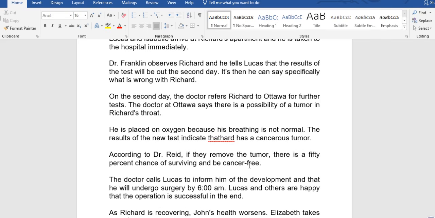On the second day, the doctor refers Richard to Ottawa for further tests. The doctor at Ottawa says there is a possibility of a tumor in Richard's throat. He is placed on oxygen because his breathing is not normal. The result of the new test indicates that Richard had a cancerous tumor.